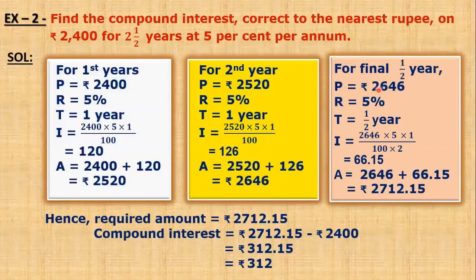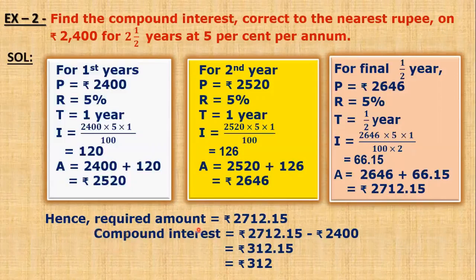Principal rupees 2646, rate 5%, time half year, interest PRT upon 100, that is 2646 multiplied by 5 multiplied by 1/2 upon 100, which will give rupees 66.15. So amount is equal to 2646 plus 66.15, that will give rupees 2712.15.